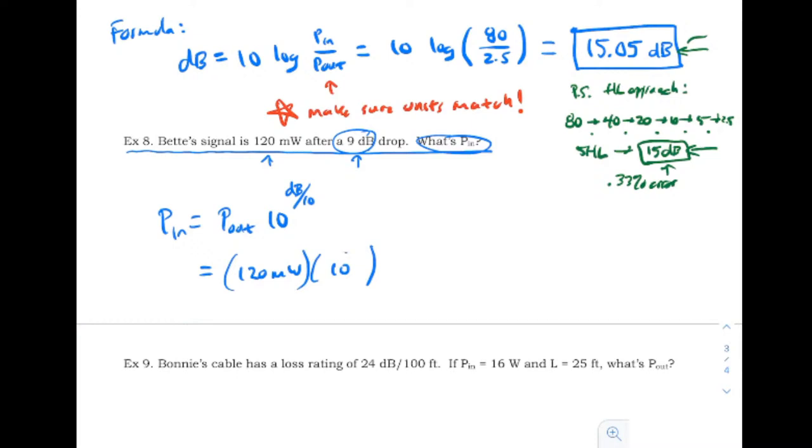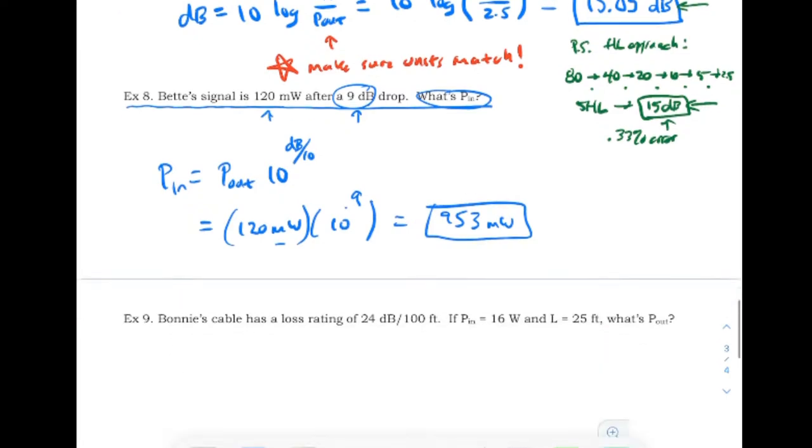0.9. Because it says decibels over 10, so the 9 becomes a 0.9. And that's all you got to do on your calculator: 120 times 10 to the 0.9 power. Boom. We're getting 953 about, and these were milliwatts, so this is still 953 milliwatts. Woohoo! So I guess the formulas are kind of quick, aren't they?